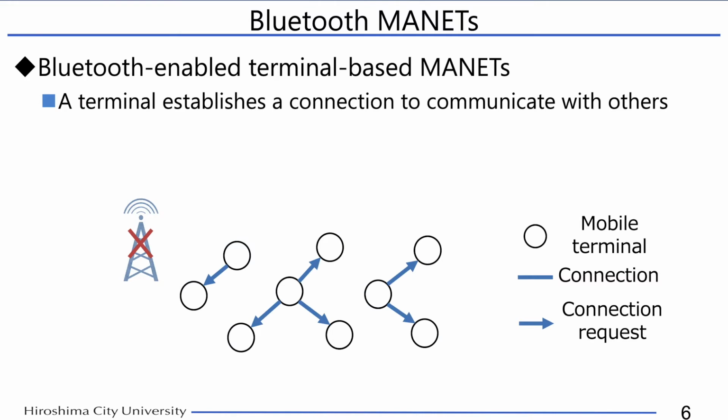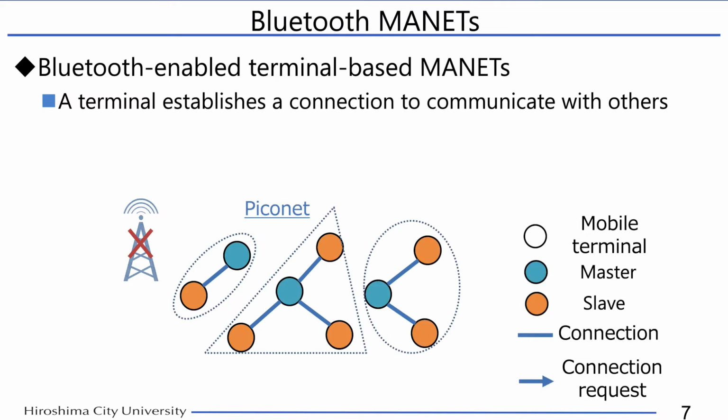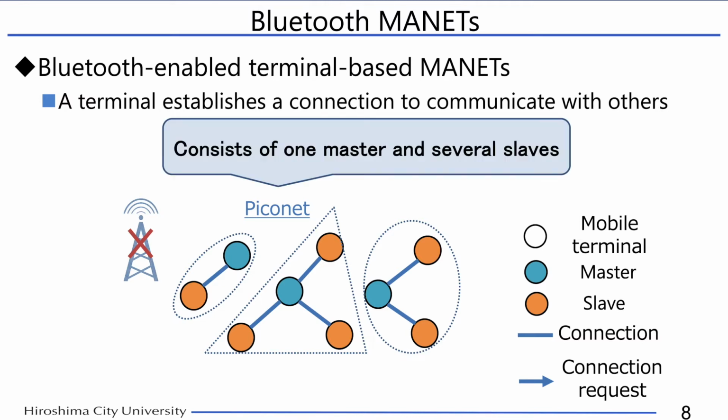First, each terminal establishes an autonomous, distributed connection to communicate. The next step is to establish connections between terminals to form a star network called a piconet. Look at this picture. The group surrounded by dotted lines represents the piconet. The relationship between terminals that have established a connection is called master and slave. And a piconet consists of one master and several slaves.